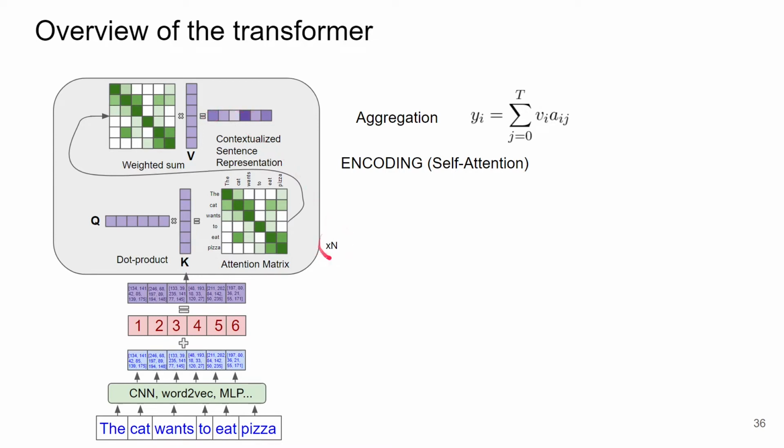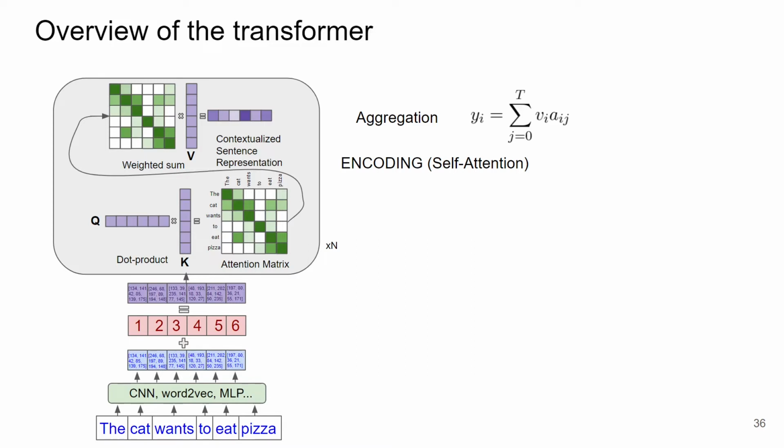Now we're going to have several layers like this. So this is going to be used as input to the next layer. And as you can see, I'm doing several simplifications here. I have not included the residual connections. I have not included the point-wise fully connected layer. I'm simplifying the example to just the self-attention layer.